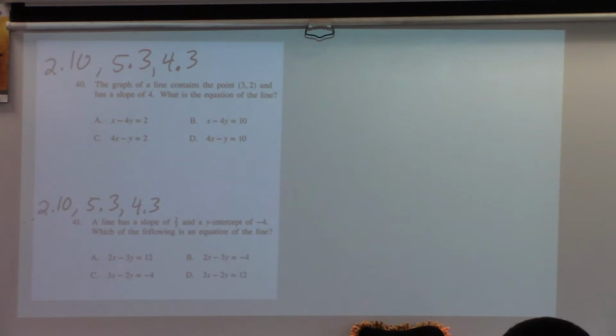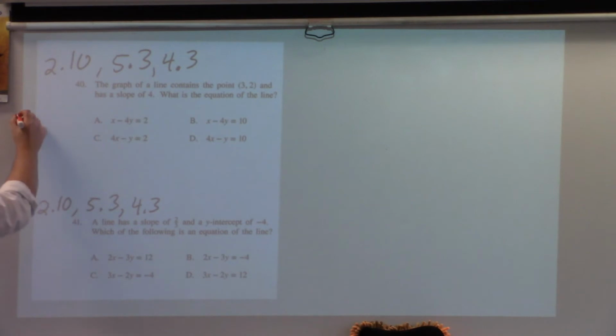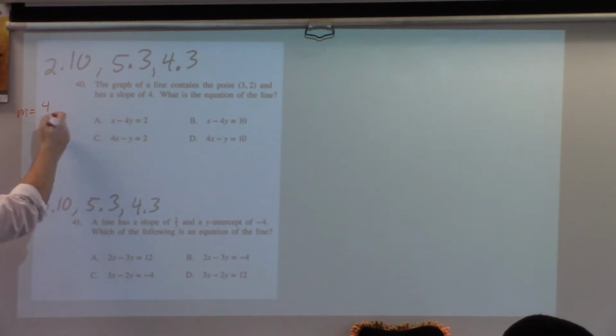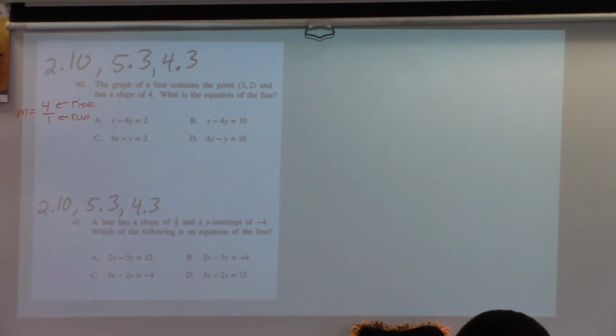So we can use 4 to go up to create more points on the graph. There we go. That's what I'm looking for. We need to recognize that slope can help us find more points because slope of 4. That 4 is my what? Rise. Divided by run. Which is 1. So if there's nothing there, we understand that it's a 1. Okay, so let's use that rise, let's use that run to find some more points.